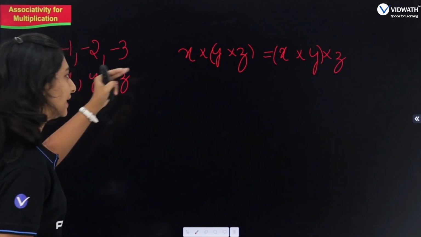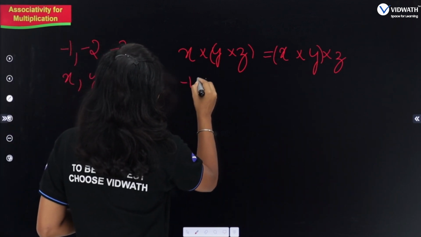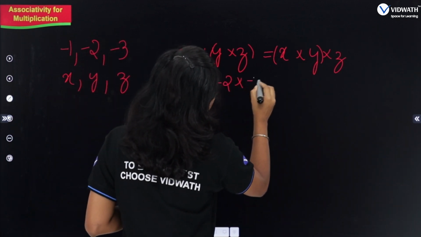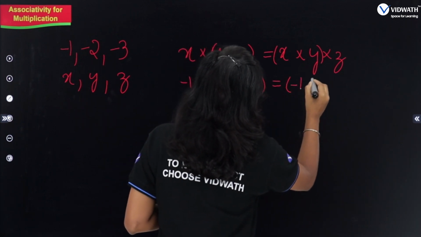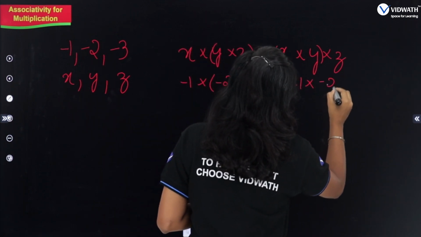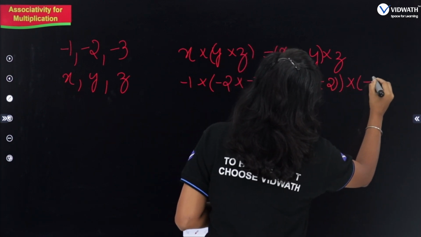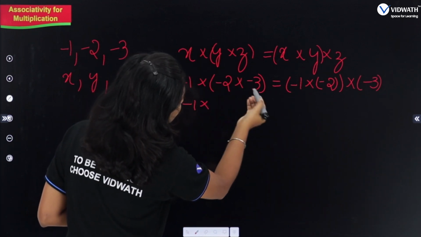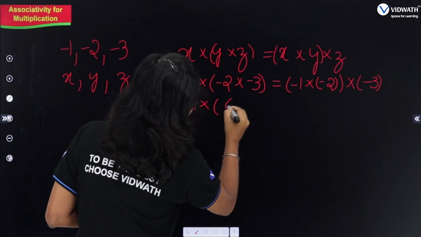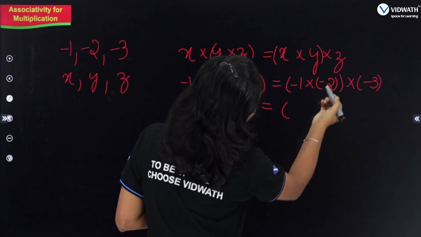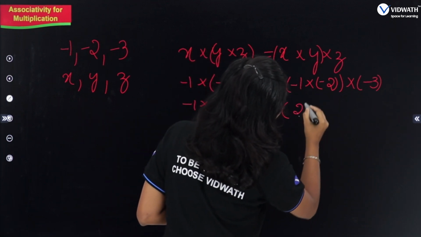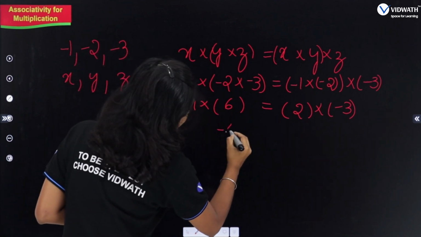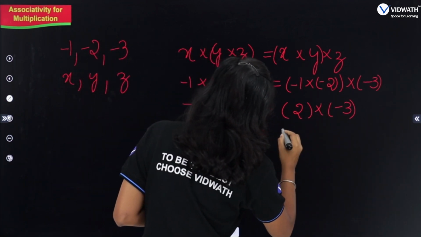Now we'll substitute the integers here. That is -1 into -2 into -3, which is equal to -1 into -2 into -3. So we'll solve this. -1 into -2, minus into minus is plus, 1 2s are 2, which is equal to -1 into 6: minus into minus is plus, 3 2s are 6. So -1 into 6 is -6, which is equal to 2 into -3 is -6.